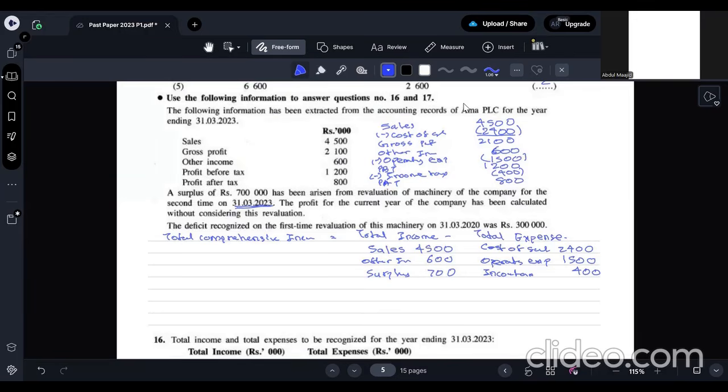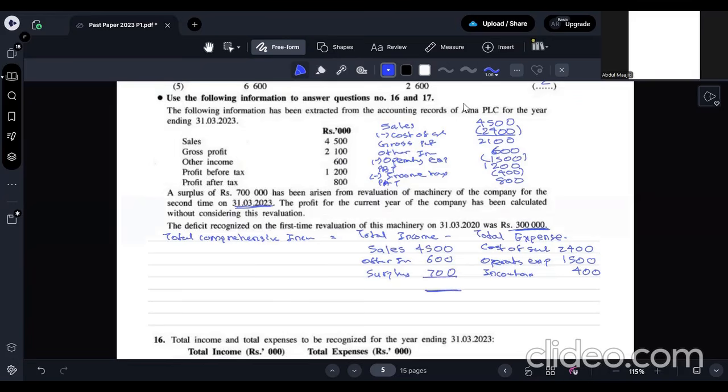The profit for the current year of the company has been calculated without considering this revaluation. The deficit recognized on the first time revaluation of machine was 300,000. So the first time revaluation deficit, you have to deduct under other expense. Now, since they have not considered this revaluation, they have not recorded this. Okay, we'll adjust that with the other comprehensive income.